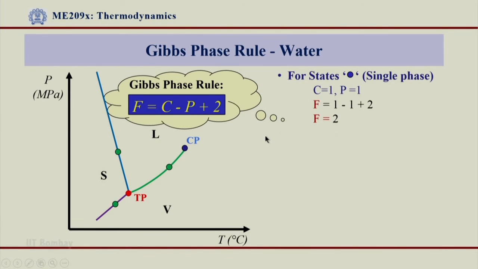See, if I apply the Gibbs phase rule for these green systems which are two phase systems, so again I will say C is equal to 1, but P is equal to 2 because there are two phases coexisting. And if I apply the Gibbs phase rule, which would give me degrees of freedom, I can compute the values of F for these systems now, and F is equal to 1 minus 2 plus 2 in this case, and I say F is equal to 1. That means the degree of freedom in this case is equal to 1.